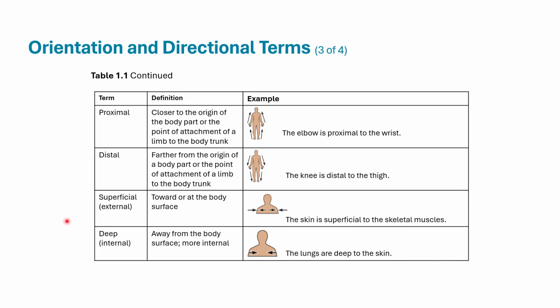Superficial and deep. So superficial or external means toward or at the body surface. So for instance, the skin is superficial to the skeletal system. So the bones are more deep and the skin is more superficial. All right, deep is away from the body surface or more internal. For instance, the lungs are deep to the skin. They're more internal than right at the surface.